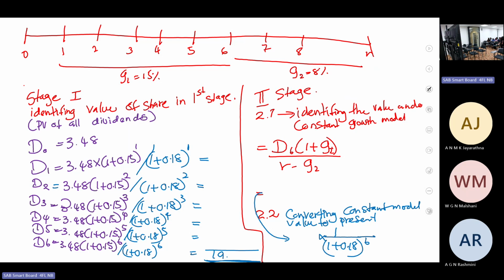This one is how much? Around 90, plus this. We have taken the wrong one. It should be the dividend of the 6th year, not the present value. So that is 6, and this is 1.